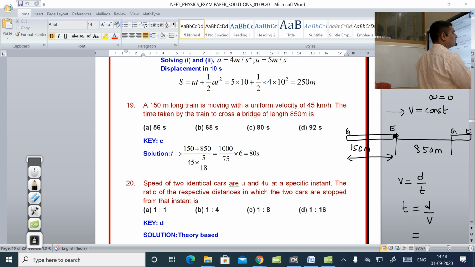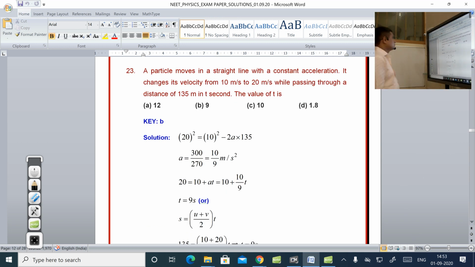23. A particle moves in a straight line with a constant acceleration. It changes its velocity from 10 to 20 while passing through a distance of 135 meters in t seconds. The value of t is? Here also you can calculate directly. We know the equation v square minus u square equal to 2as. Calculate a from there, and then we can calculate t by using the equation v equal to u plus at. So this is one method.